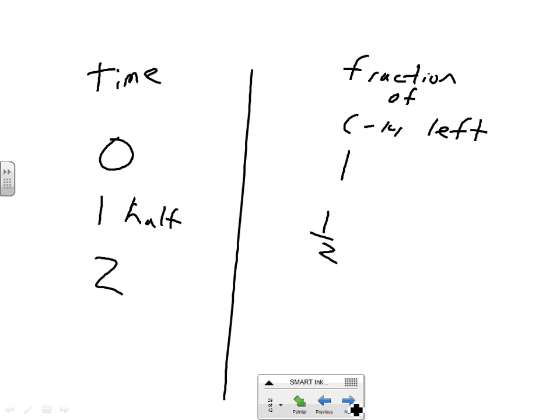After two half-lives, how much is left? A half of a half, which is a fourth, right? Half of a half. And after three half-lives, a half of a fourth, right? Which would be an eighth. And that's what the problem tells us we're looking for, right? Is how long is it until only 1/8 is left? Well, it's three half-lives. But it wants that in terms of years. So we're going to take 3 times what? 5730. 3 times 5730. And that is 17,190 years old.